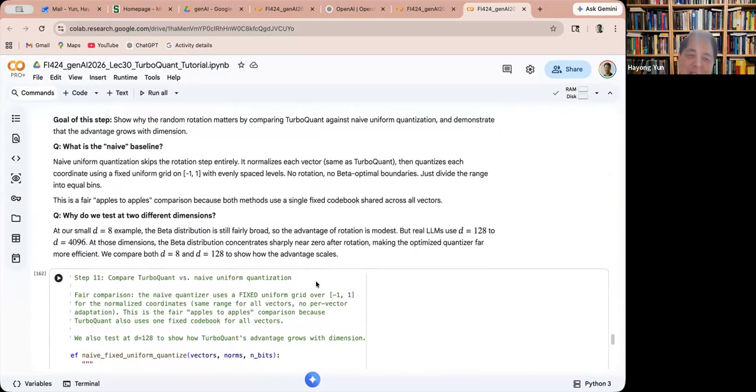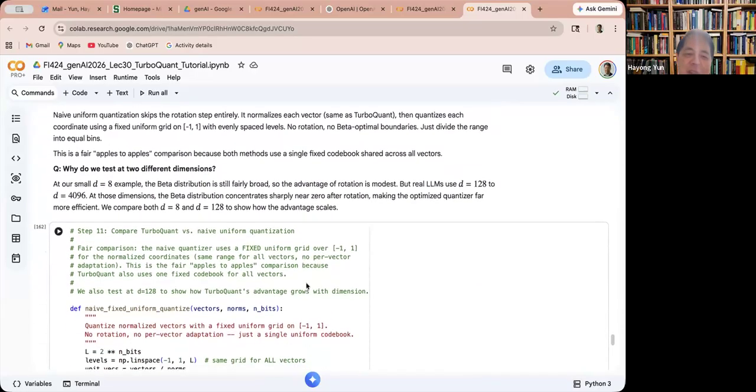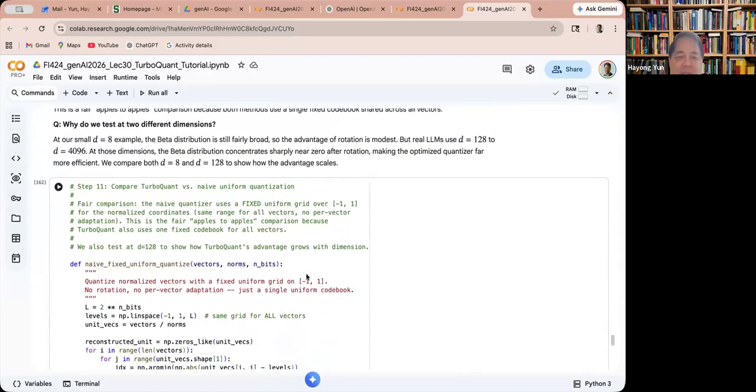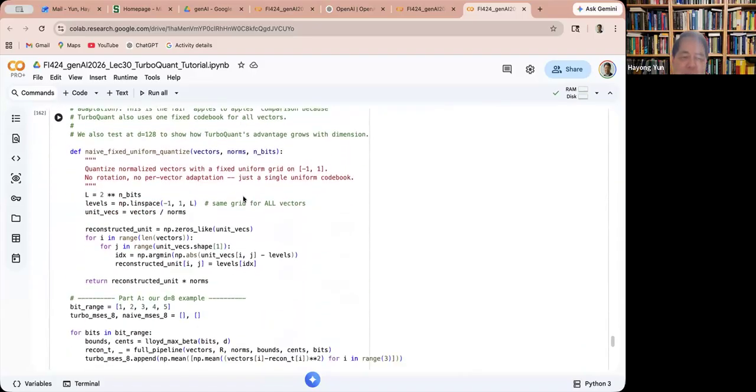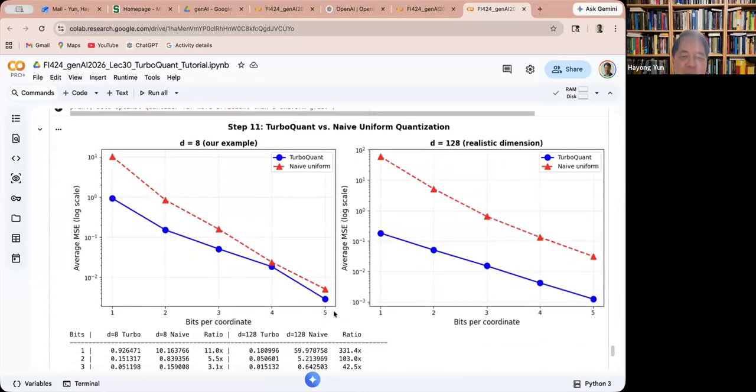And finally, can we compare against the naive quantization, meaning just placing the grid evenly? How does it look? You can see that as we increase the number of bits per dimension, of course, naive grid or TurboQuant gridding basically decreases, but you can see TurboQuant always stays below, isn't it? And this is for an 8-dimensional kind of problem. The gap is actually still modest.